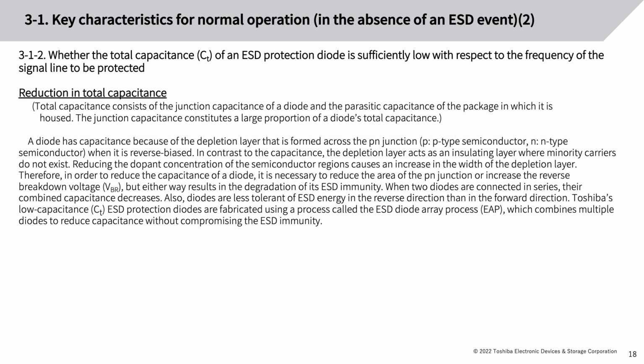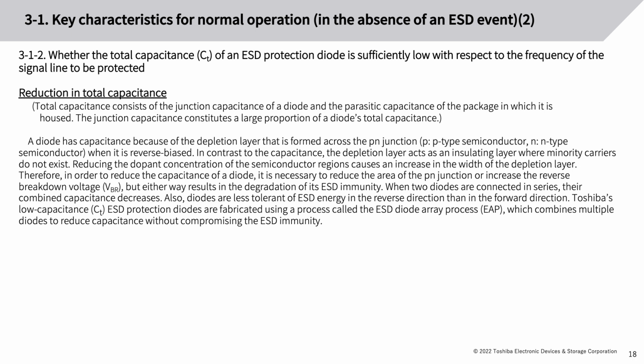Reduction in total capacitance. Total capacitance consists of the junction capacitance of a diode and the parasitic capacitance of the package in which it is housed. The junction capacitance constitutes a large proportion of a diode's total capacitance. A diode has capacitance because of the depletion layer that is formed across the PN junction, P-type semiconductor, N-type semiconductor, when it is reverse biased. In contrast to the capacitance, the depletion layer acts as an insulating layer where minority carriers do not exist.